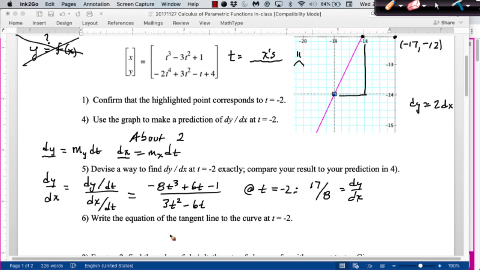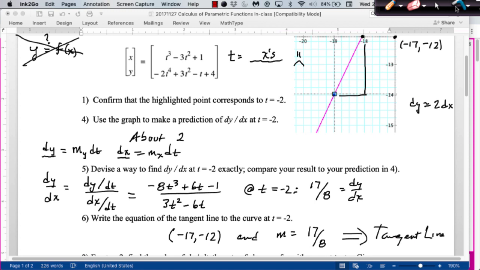Okay, so the equation of the tangent line would just simply be what you've done in the past. Got the point, negative 17/12, and the slope is the rate of change, 17/8. So I'll leave that as an exercise for you. You can brush up if you've forgotten how to do that, but you've done that many times in the past. Okay, any questions on these first 6 questions of the activity?